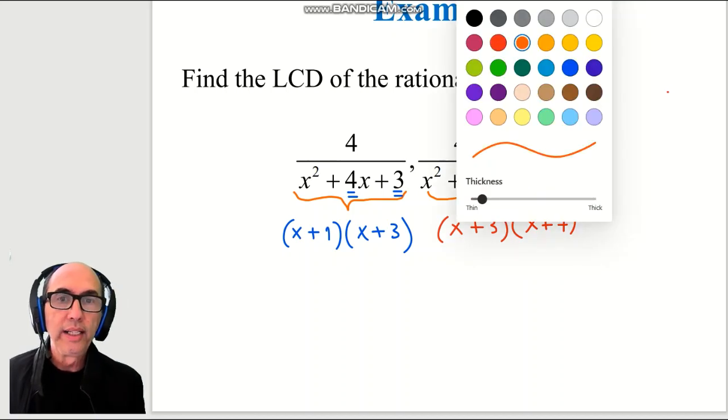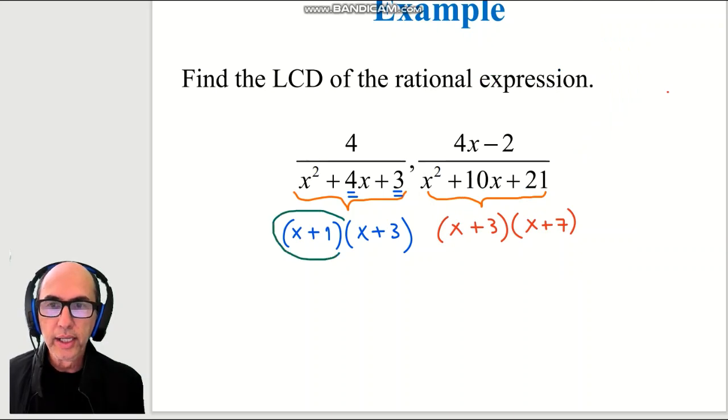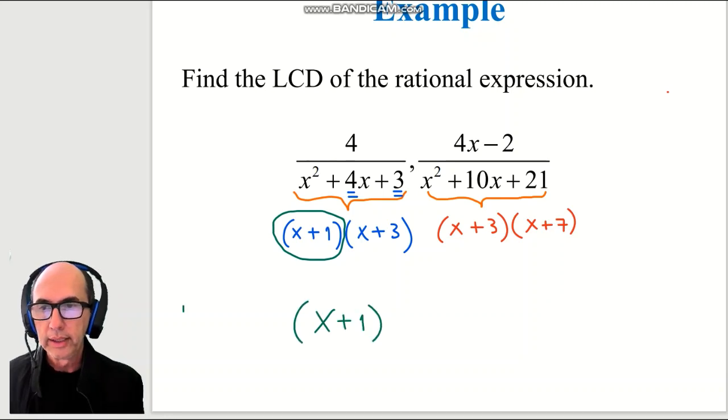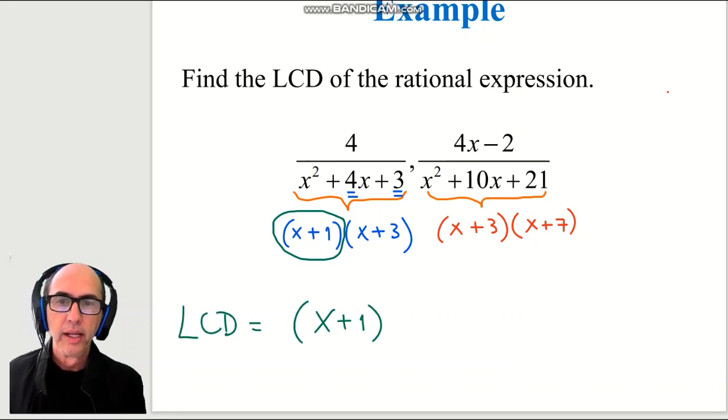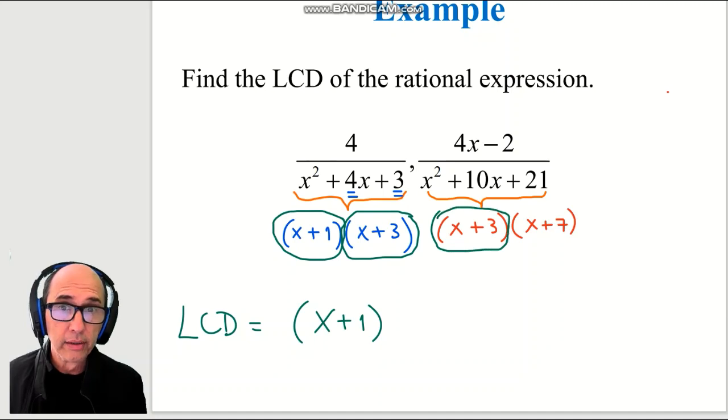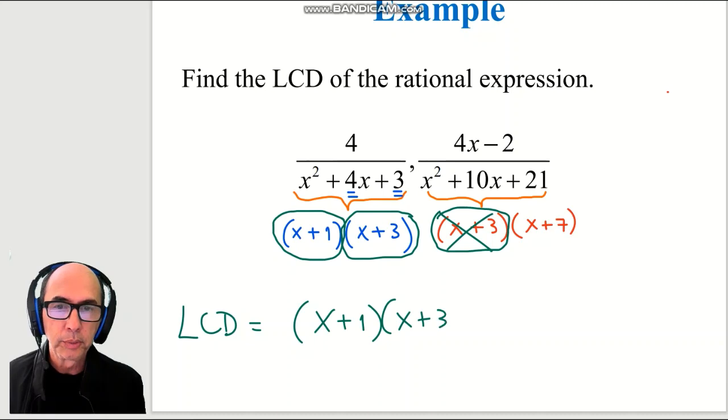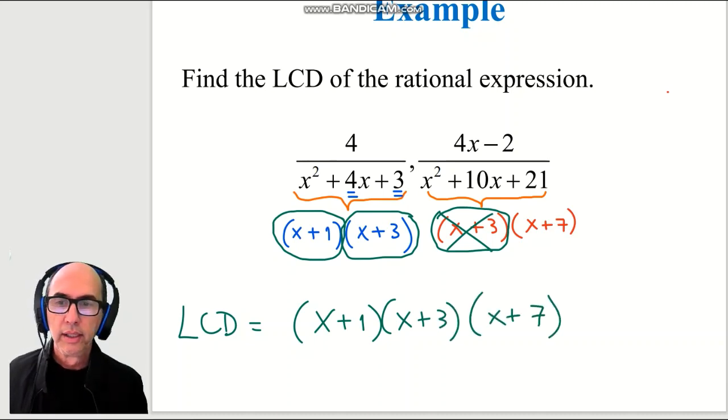We need only the unique factors. x plus 1, is it unique? It is not repeated in the other one, so it's unique. x plus 1, that's part of the least common denominator. x plus 3 is unique. Look, we have a repeat here, so we don't need to repeat. Just one time x plus 3. And x plus 7. This is the least common denominator.